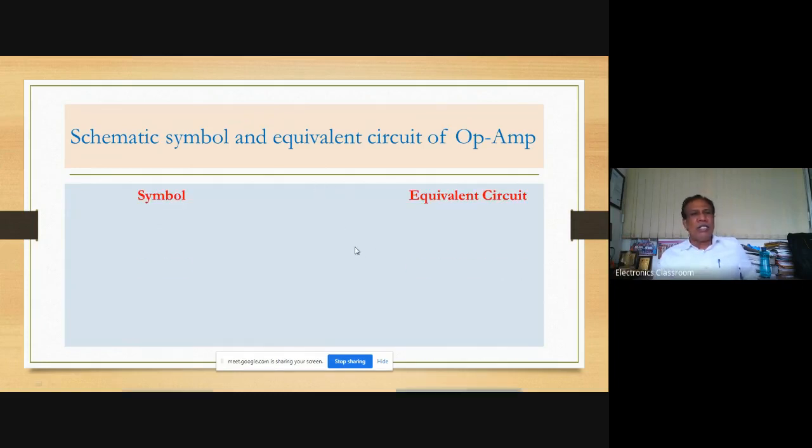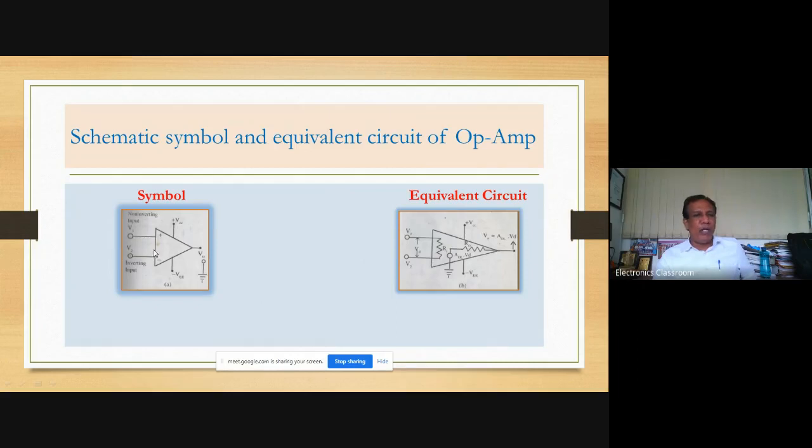Next is the symbol for the operational amplifier, having 2 inputs and 1 output. It requires a dual power supply, plus VCC and minus VCC, and has 2 inputs, a non-inverting input and an inverting input. इन्व्हर्टिंग असेल तर मायनस सांगितलं, आणि नॉन इन्व्हर्टिंग असेल तर प्लस होतं. प्लस आणि मायनस, these are the 2 inputs and a single output. The type of configuration is dual input and single output, with a dual power supply, plus VCC and minus VCC.